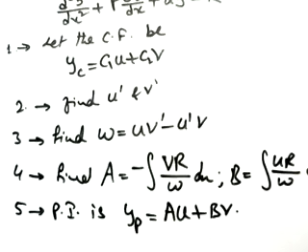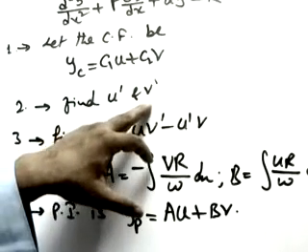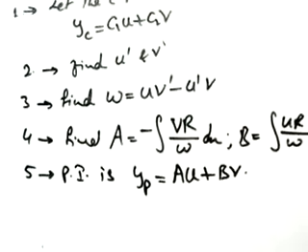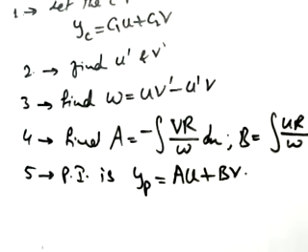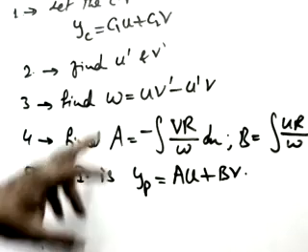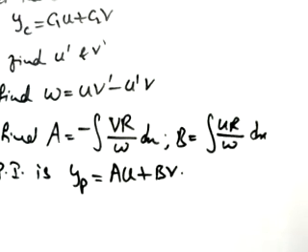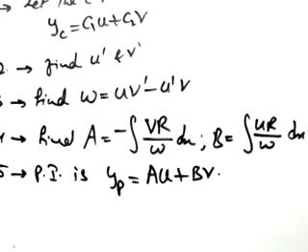In step 2, you find their differentiations, that is u dash and v dash. In the third step, you find w. The formula of w is w equals u v dash minus u dash v. After finding w, you have to find a and b. The formula of a is minus integration of v into r by w dx, whereas b equals integration of u into r by w dx.